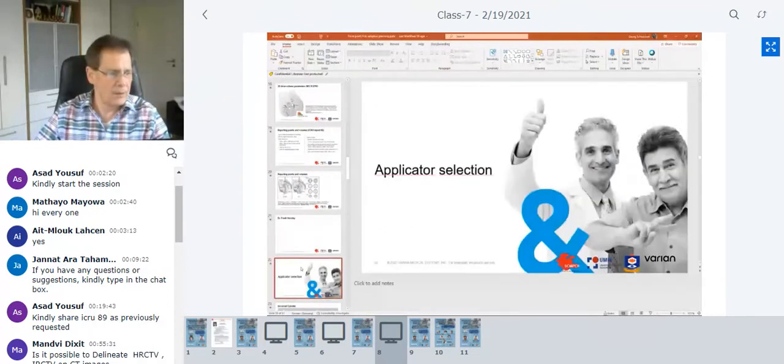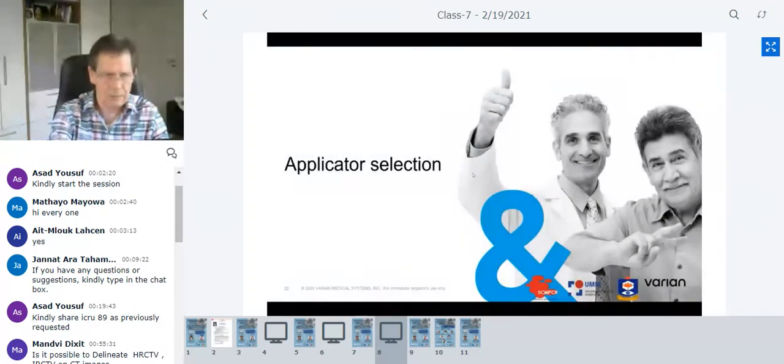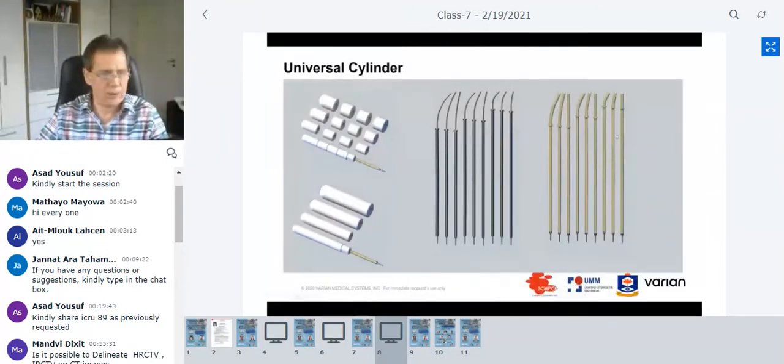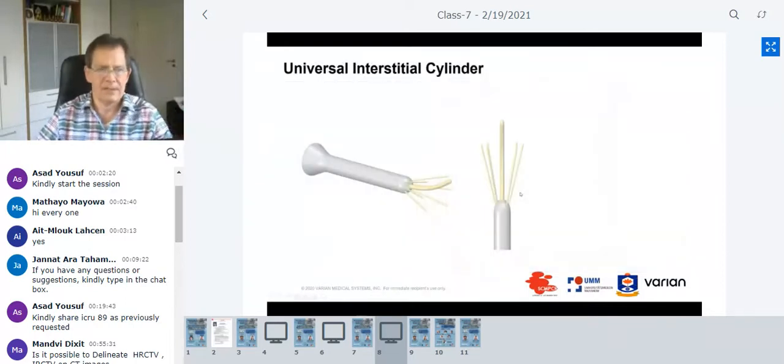Good. Coming back to my presentation. I just want to spend a few minutes to show you some applicators. Of course, I showed you Varian applicators, but as I said, all vendors have similar applicators. So this is a basic cylinder that can be used as a vaginal cuff cylinder, but it can also be equipped with the intrauterine probes. This is titanium, this is plastic. So you can use this also as a cervix applicator, as a single channel cervix applicator.